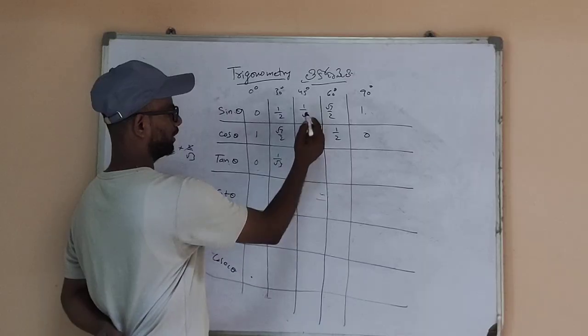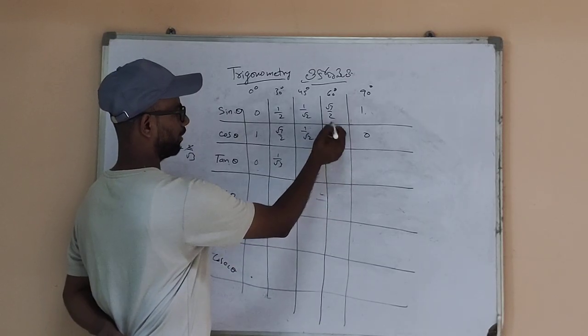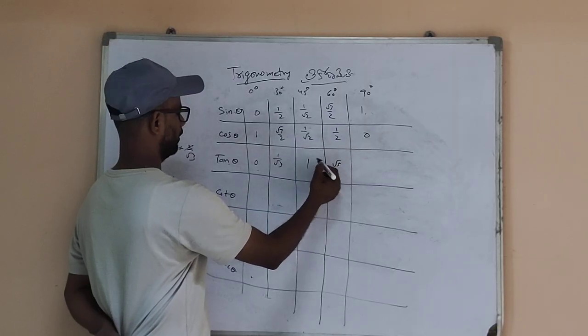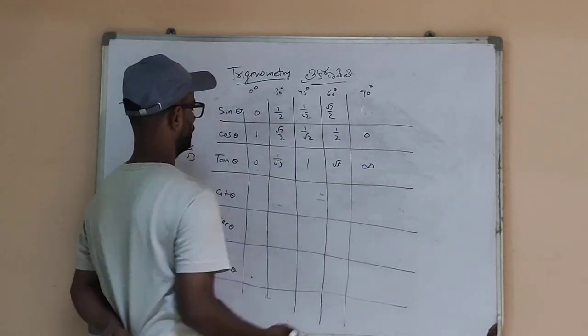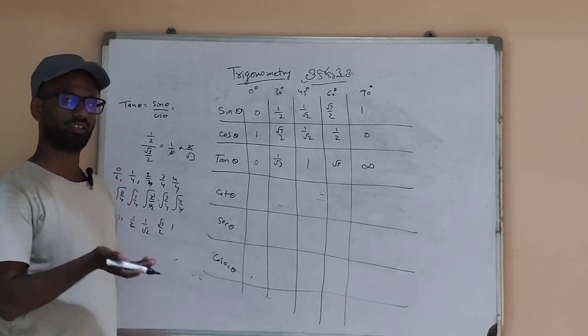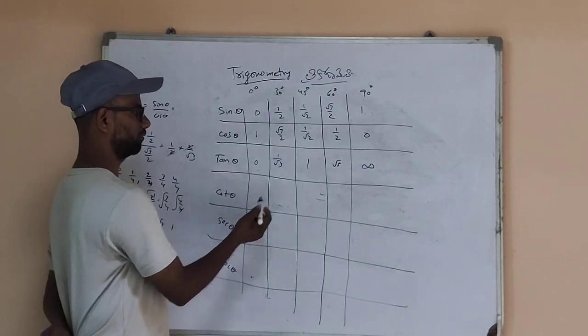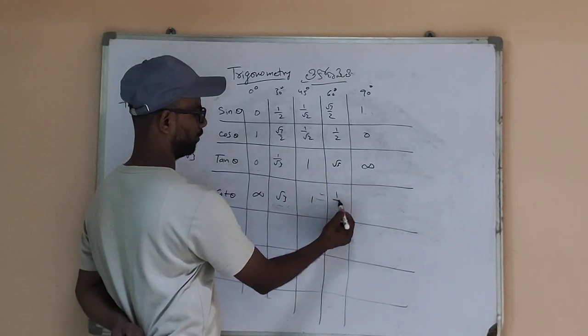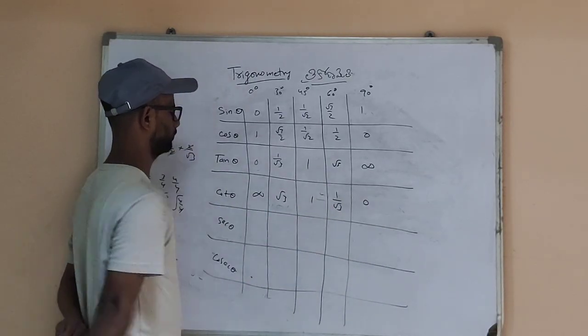Again same, both get cancelled, 1. So next, after reciprocating this, we will get root 3. Next, 1/0 means undefined. So we got tan. Cot means what? Reciprocal of tan. Same: infinity, root 3, 1, 1/root 3, 0.